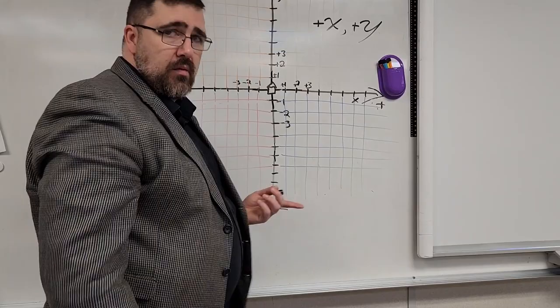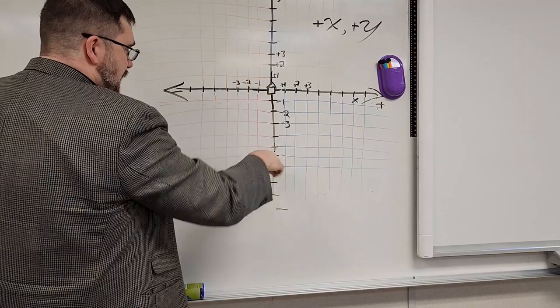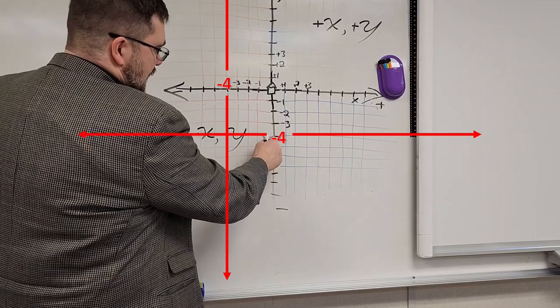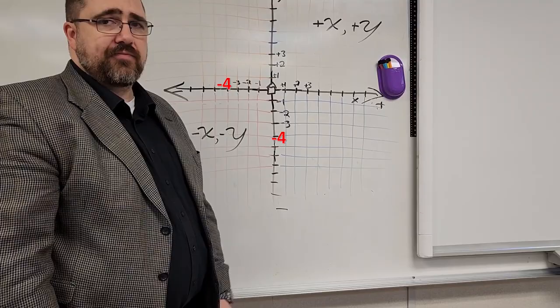Down here, this is negative and that is negative. So these are negative X and negative Y coordinates. So if someone says to you, find negative 4, comma negative 4, again, no problem. There's negative 4 and negative 4, and they meet right here. And that's where it lives, and nowhere else.